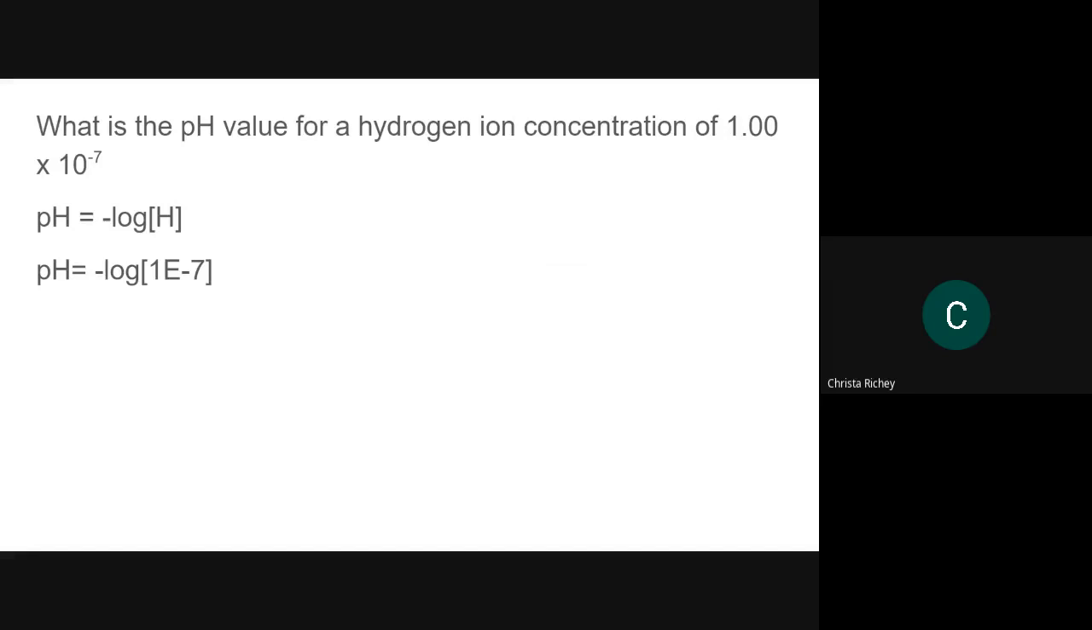It's been a while since we've done this. As long as your power is a whole number, you just take the negative of it, and the negative of a negative 7 is 7. This is a neutral compound. A pH that is less than 7 down to 0 is acidic. A pH that is above 7 up to 14 is basic. And the further you get away from 7, the more dangerous it is.